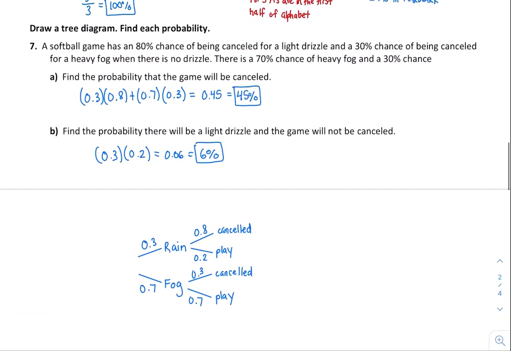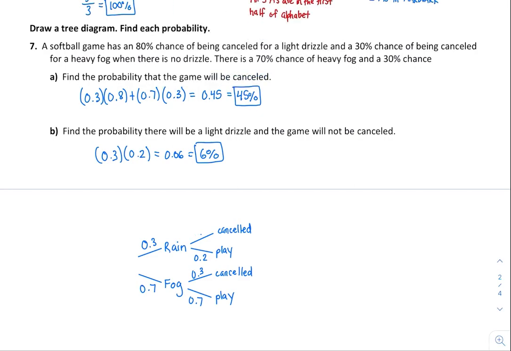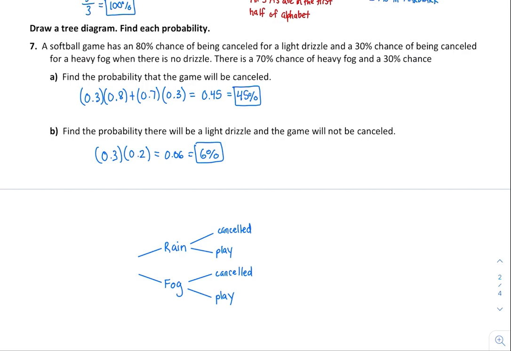Okay, part 7. I will redo this so that you guys have a clear understanding of this. So, if you had to make a tree diagram, there it is. So, a softball game has 80% chance of being canceled for a light drizzle and a 30% chance of being canceled for a heavy fog when there is no drizzle. Okay? 70% of heavy fog, 30% of rain.